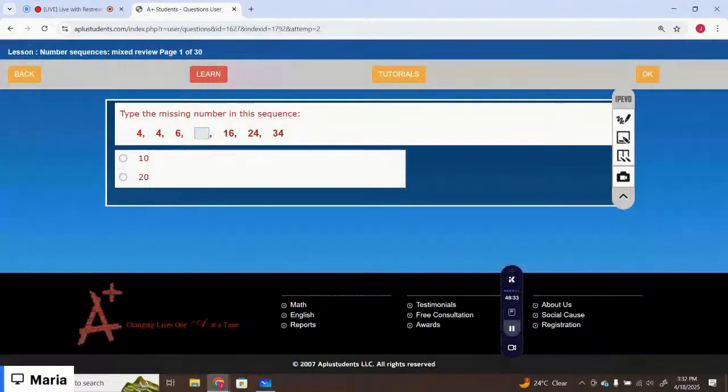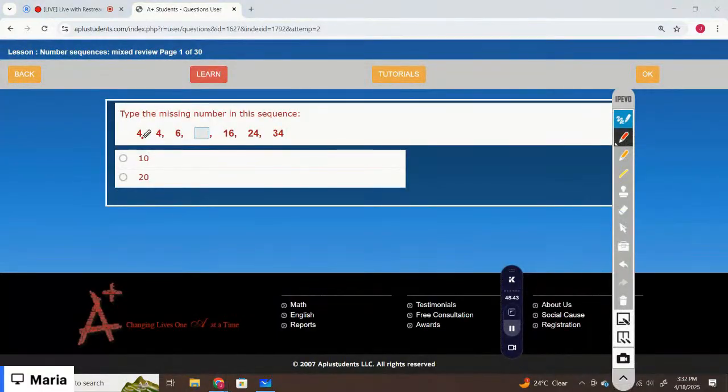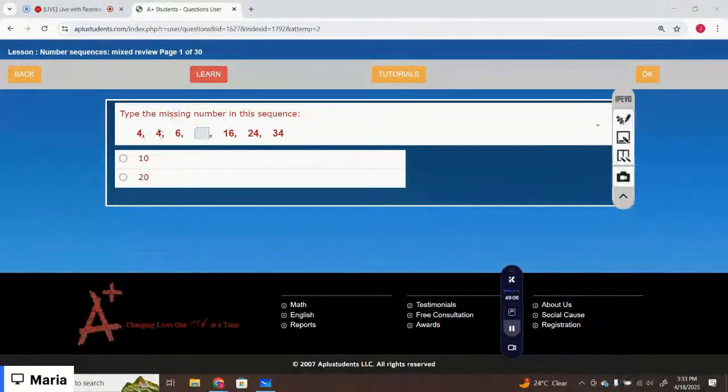Type the missing number in the sequence. Four plus 0 makes 4. 4 plus 2 makes 6. 6 plus 4 makes 10. So the missing number is 10. Option number 1 is the correct option, that is 10.